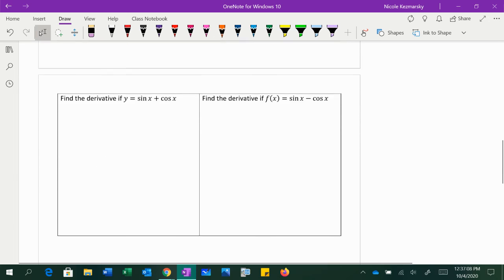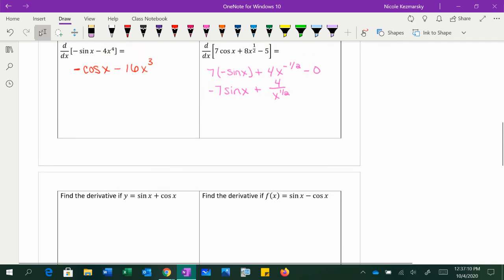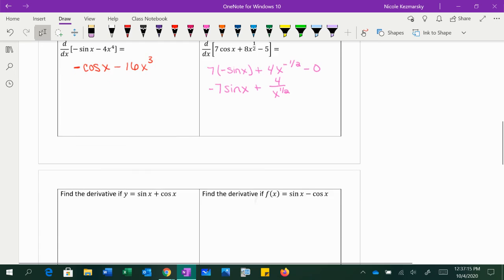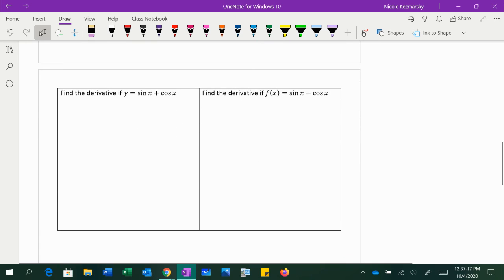The next one is asking the same thing, but it's phrased differently. All of these on the first page are saying, what's the derivative of the following? This is just saying, here's your function, find the derivative. So same idea, different notation. So to find the derivative of y, I can use y prime, or for good practice, I can use dy/dx. The derivative of sine is cosine. The derivative of cosine is negative sine. And so I'm going to go ahead and say cosine of x minus sine of x.